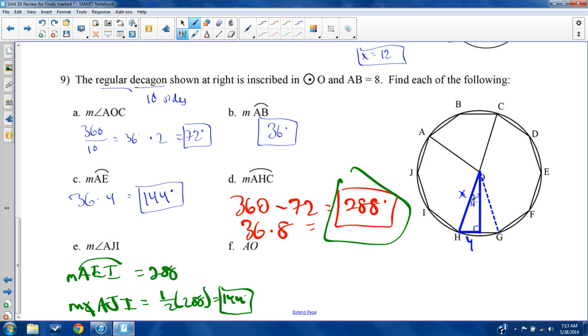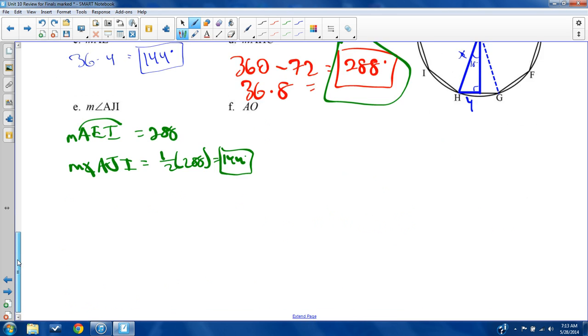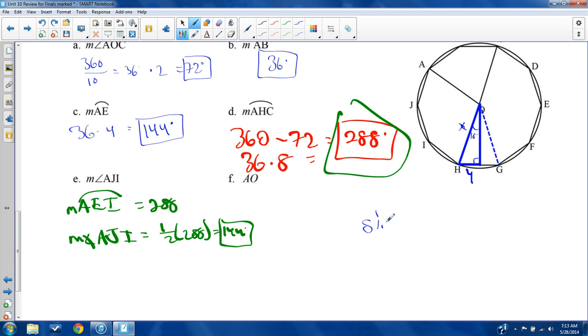I can use trigonometry now. I know this is 18 degrees. Here's the 4, here's the x. There are probably different ways I could have solved this problem with the circle stuff, but I'm just gonna do what you can practice with trig. We haven't practiced too much trig this semester. So sine of 18 degrees equals 4 over x. I'm using sine, SOHCAHTOA, opposite over hypotenuse. So x equals 4 divided by sine of 18 degrees.